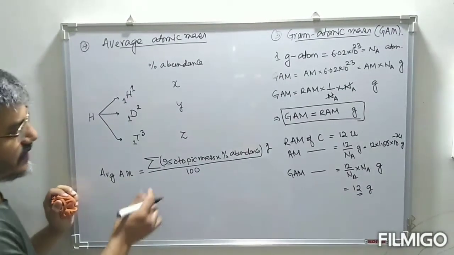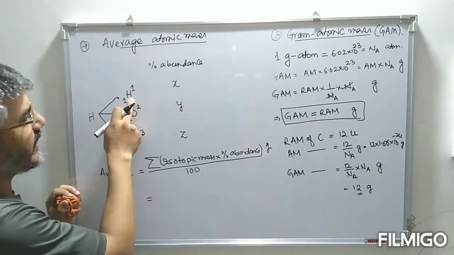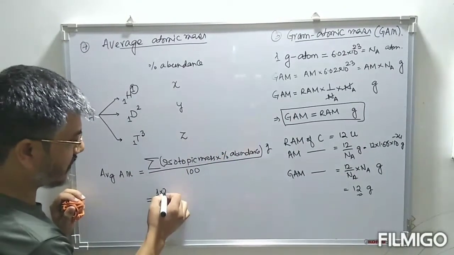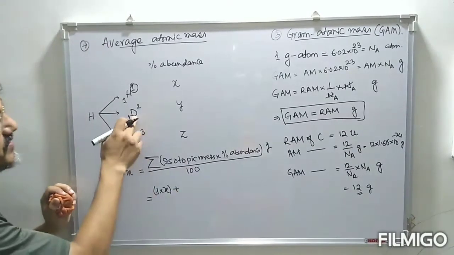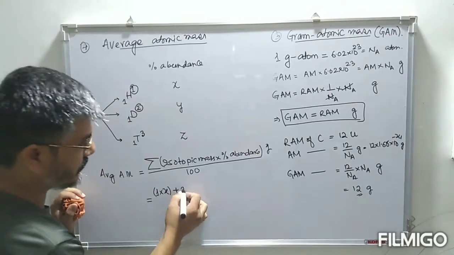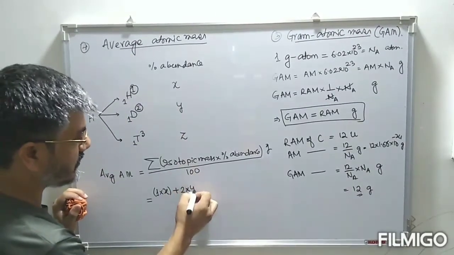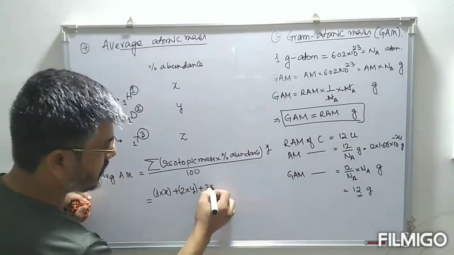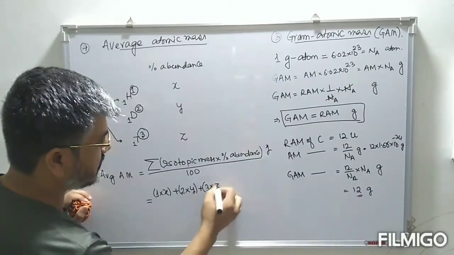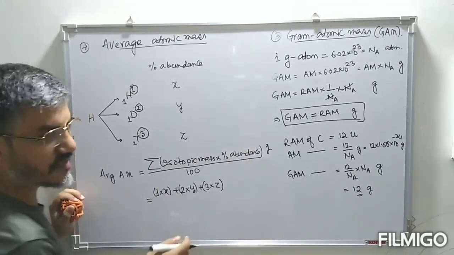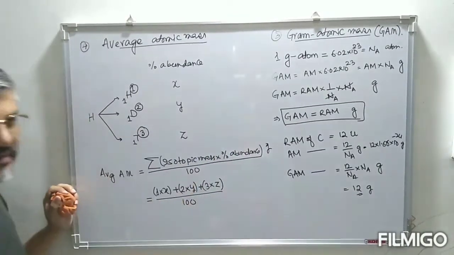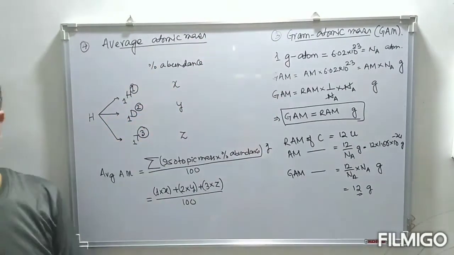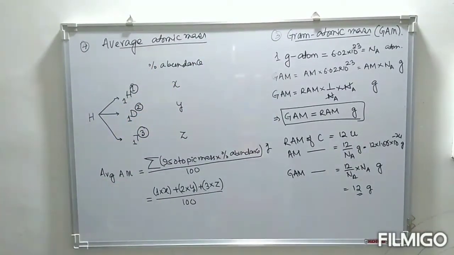So take the first, protium. Isotopic mass is 1. So we have this 1. Percentage abundance is X, 1 into X. Plus the contribution of deuterium. Isotopic mass is 2. We have 2, percentage is Y. Contribution of tritium. Isotopic mass is 3. 3 into percentage Z. This is the meaning of summation of isotopic mass into percentage abundance divided by 100. So this will give you the average atomic mass of hydrogen, which was defined as 1.008 atomic mass unit. So this is the average atomic mass of hydrogen.